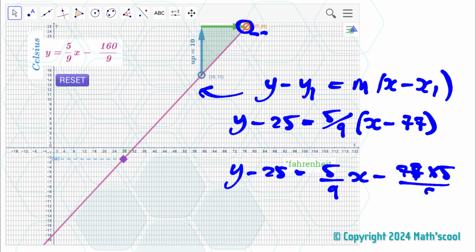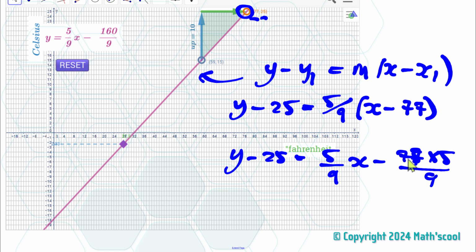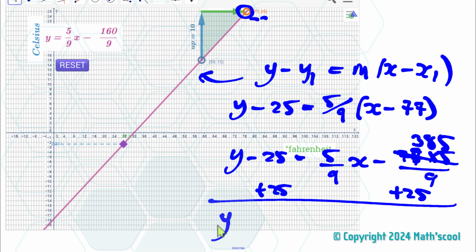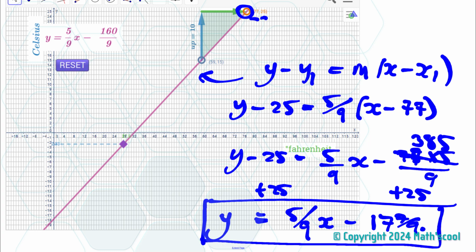times 5/9. So that's going to give us 77 times 5 is 385 over 9, and then we just add on the 25 to both sides, and so that's going to give us y equals 5/9 x, and then that's going to give us minus 17 7/9, something like that. Okay, so there's our equation.